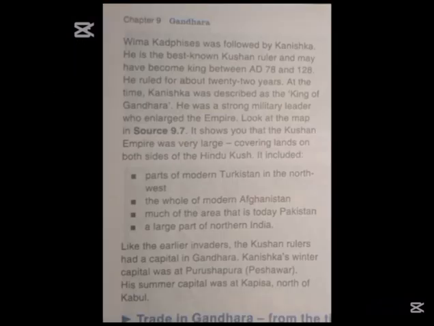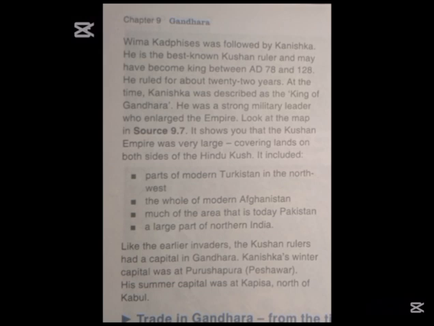Okay, students, next moving towards their next king, Vima Kadphises, who was followed by Kanishka. He is the best known Kushan ruler and may have become king between AD 78 and 128. He ruled for about 22 years. At the time, Kanishka was described as the king of Gandhara.